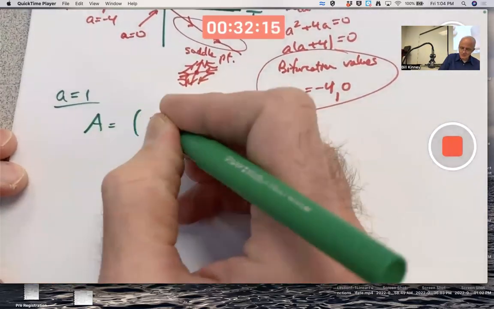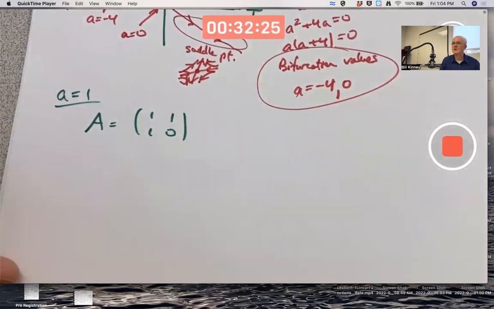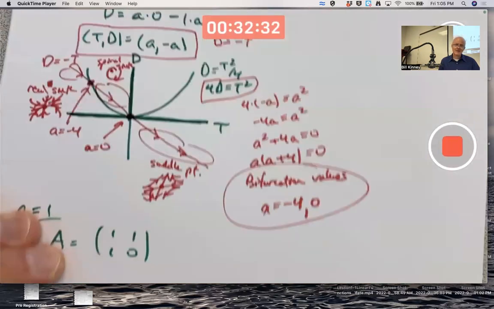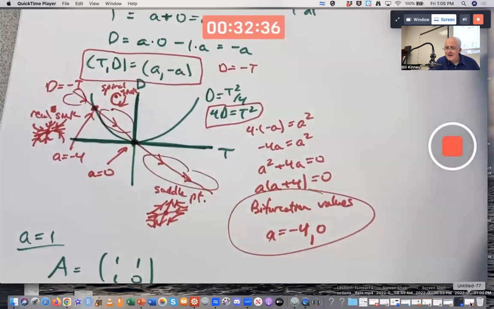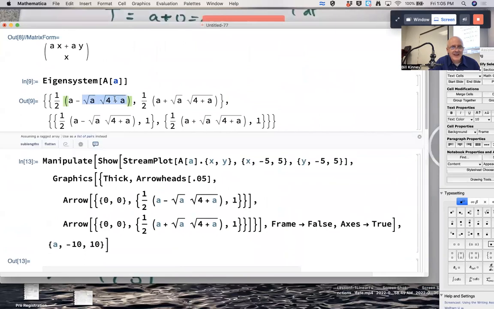What's the matrix in that case? It's 1, 1, 1, 0. Maybe I should try one where I know for sure that the eigenvalues are going to be nice numbers. What are the eigenvalues of A? I'm trying to avoid square roots. It may not be possible. Is there a value of A that I could pick bigger than 0 where these would both be nice numbers, or at least would multiply to a nice number? 1 doesn't work. 4 doesn't work. Oh, maybe never would be a nice number. I was hoping.